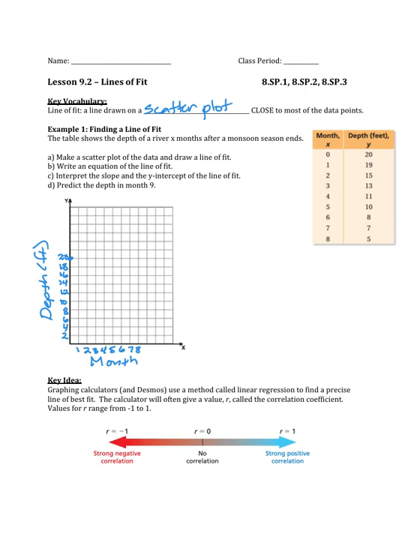So we have the point 0, 20, 1, 19, 2, 15, 3, 13, 4, 11, 5, 10, 6, 8, 7, 7, 8, 5.